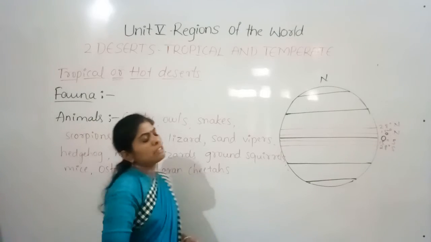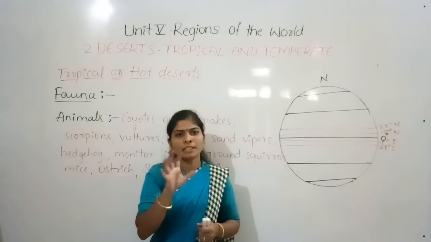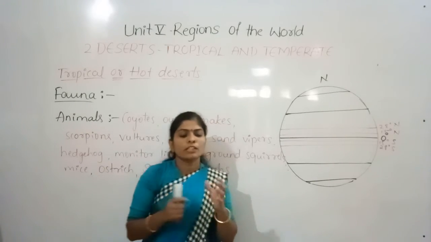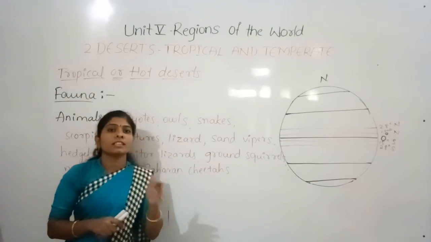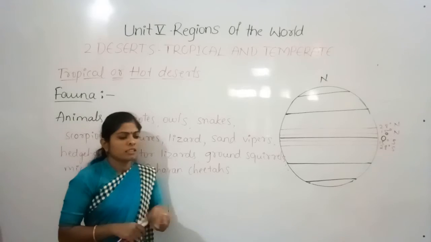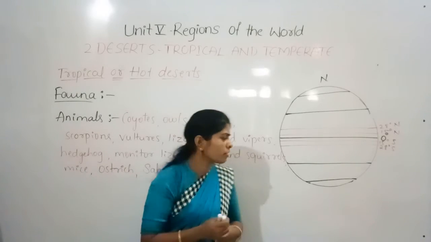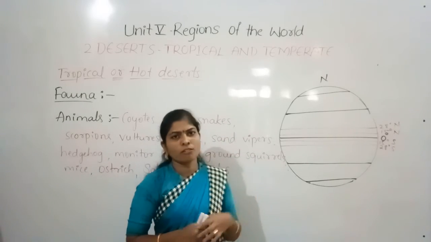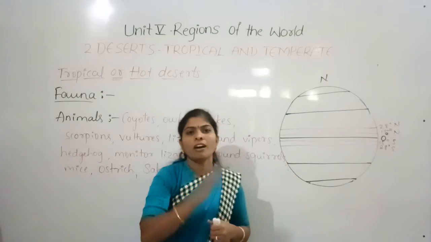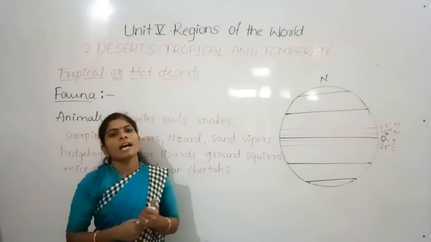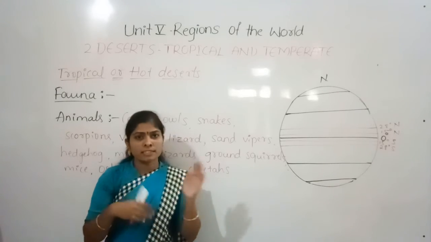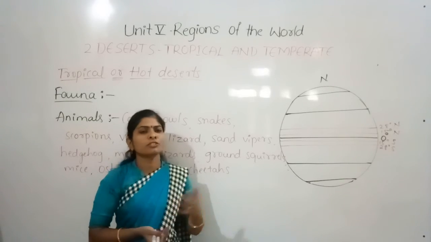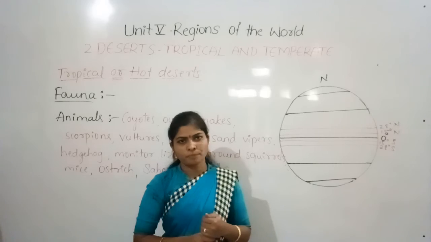Mostly the ground squirrels and some of the reptiles usually come out during the night, because reptiles such as sand vipers and snakes crawl on the ground. To protect their bodies from the extreme climatic conditions, because during the daytime it is very hot.